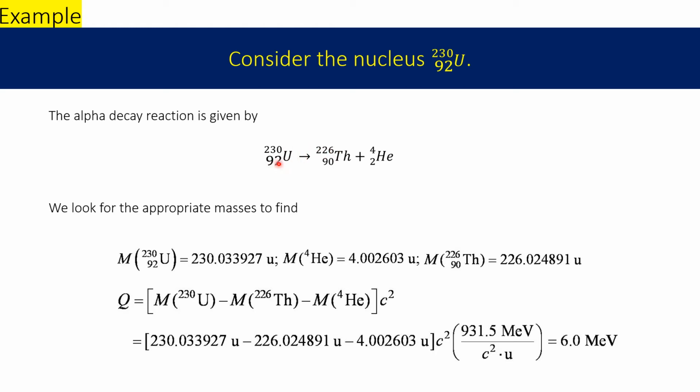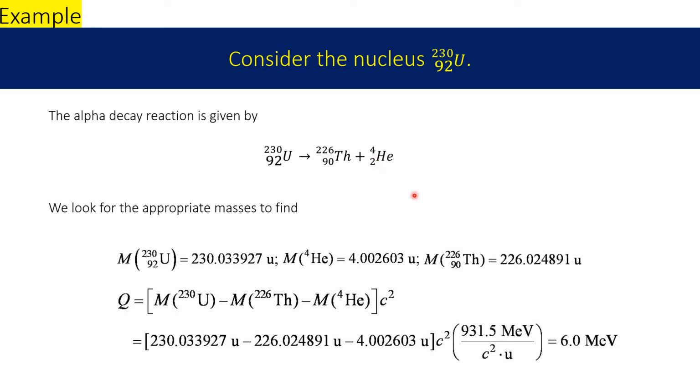And then 92 minus 2, so you have 90. And we look at an element which has an atomic number of 90. From the table of elements, you see that this is thorium. So your uranium-230 decays into thorium-226, and it also emits your alpha particle, which in this case is helium-4.